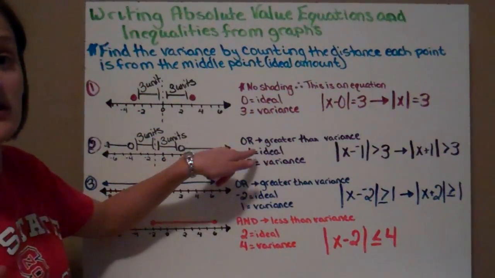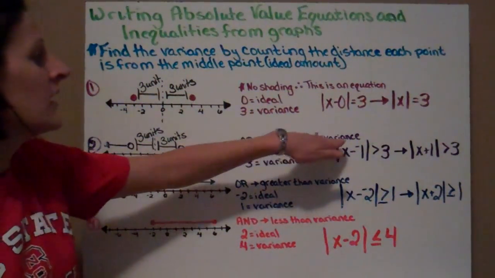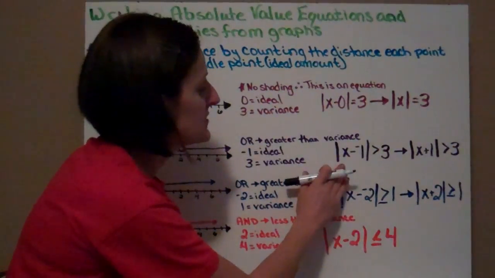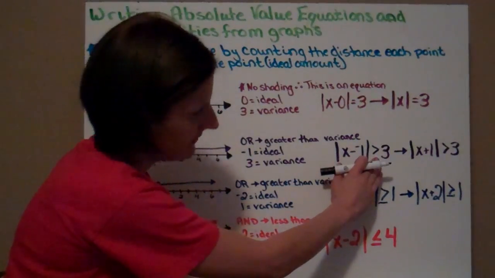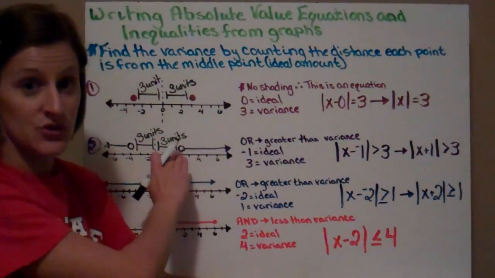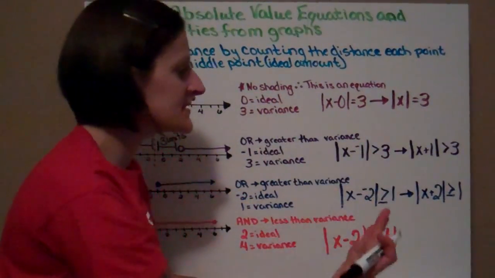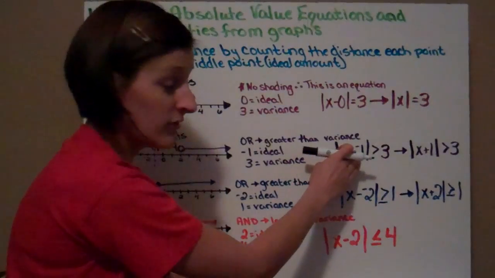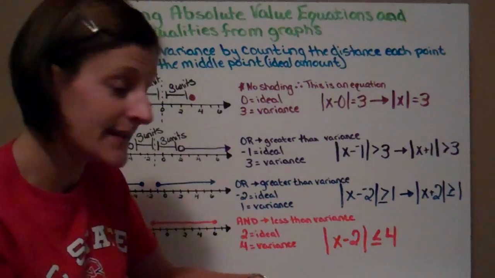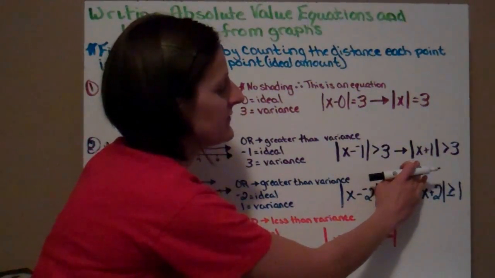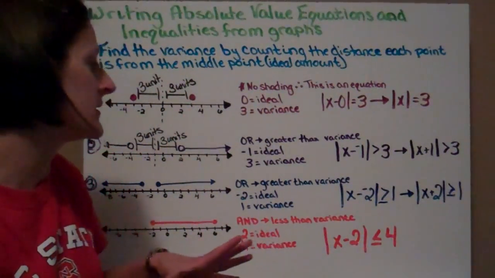It's an OR statement, so that means it's going to be greater than the variance. So I have the absolute value of x minus my ideal, which is -1, is greater than, and notice it's not equal to because I have open circles, 3, which is my variance. So basically, if I do that, keep, flip, change, that becomes x plus 1, same thing as subtracting a negative. So I can do the absolute value of x plus 1 is greater than 3. And there's my inequality.